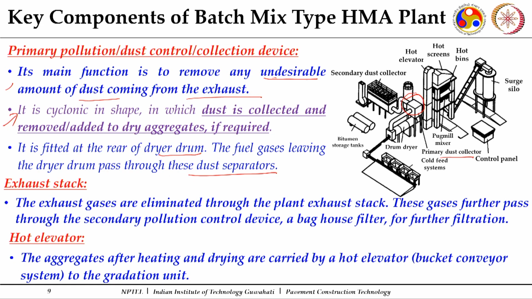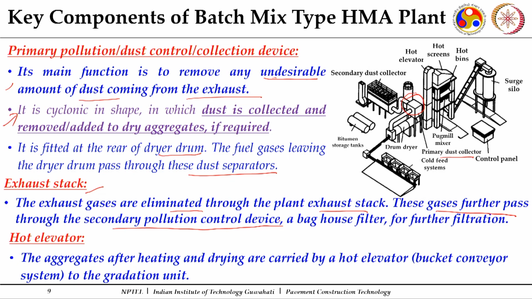In addition to this particular one, the exhaust stack is there. Here again, before passing the exhaust gases through this exhaust stack, they are passed through the secondary dust collector systems also. So, the exhaust gases are eliminated through the plant exhaust stack. These gases further pass through the secondary pollution control devices.